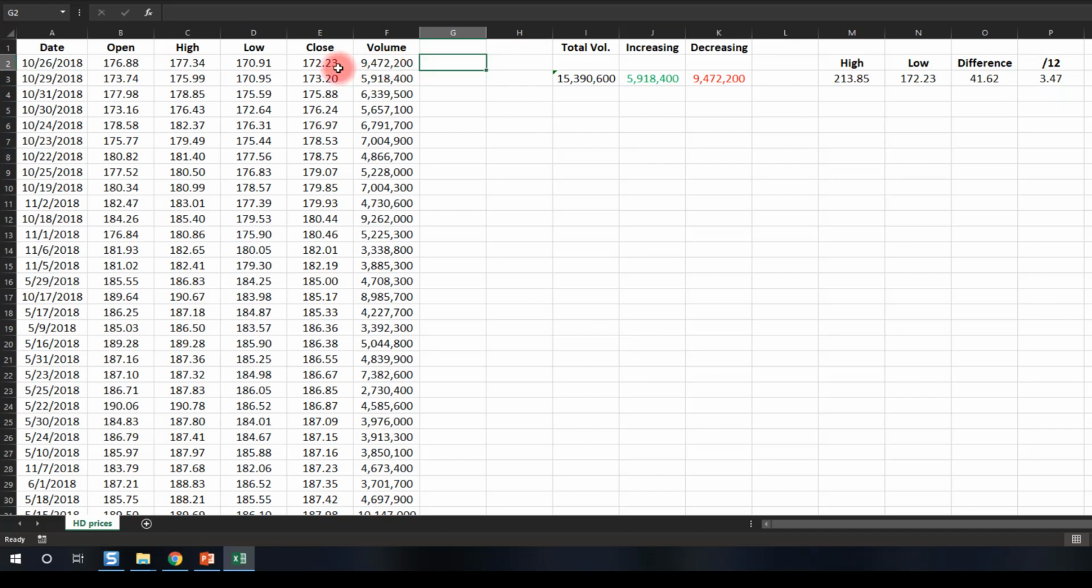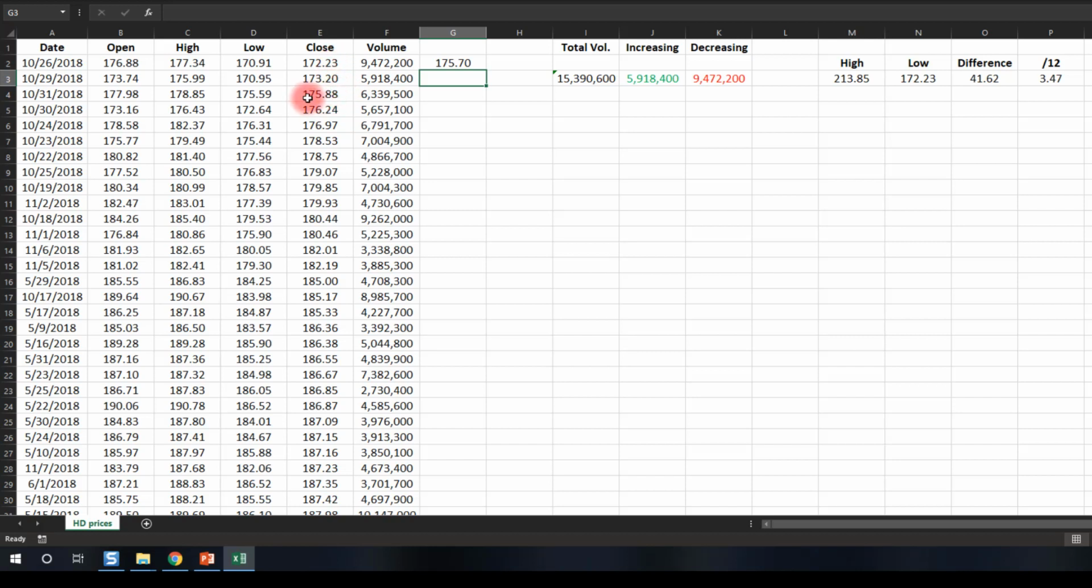And what I'm going to do is look at this first closing price, 172.23. Let's put in a formula here. We're going to take that number and add $3.47 to it, and that gives me 175.70. What this means is I'm looking for all prices between 172.23 and 175.70. That's just $3.47 higher.